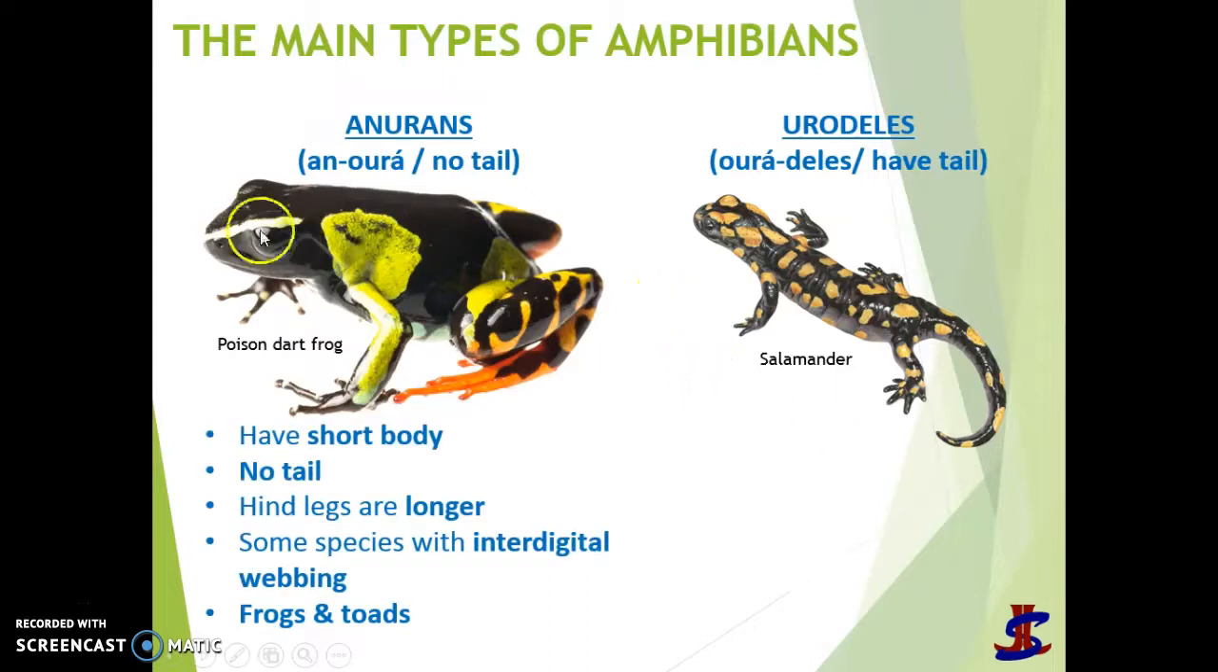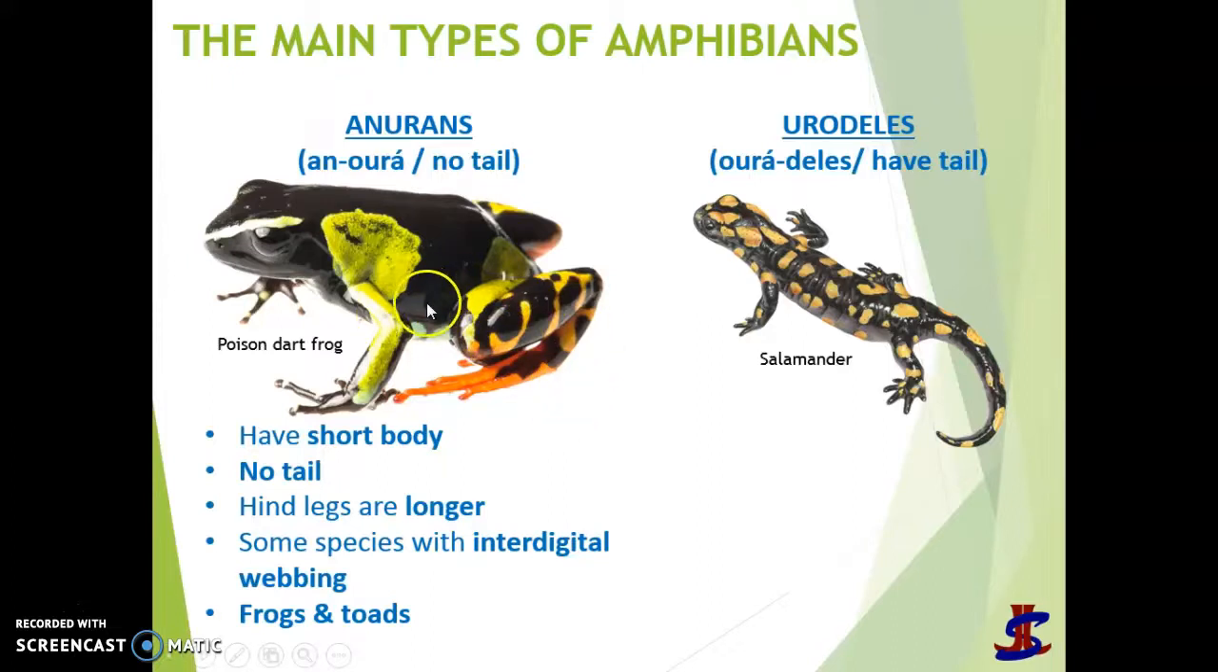For instance, anurans have a short body. They don't have a tail, as we said. Their back legs are longer, and they use them for jumping or swimming. Some species have interdigital webbing between the fingers, which helps them when they swim. And they divide mostly into frogs and toads. Okay? It's not the same thing. The toad is not the male of the frog.